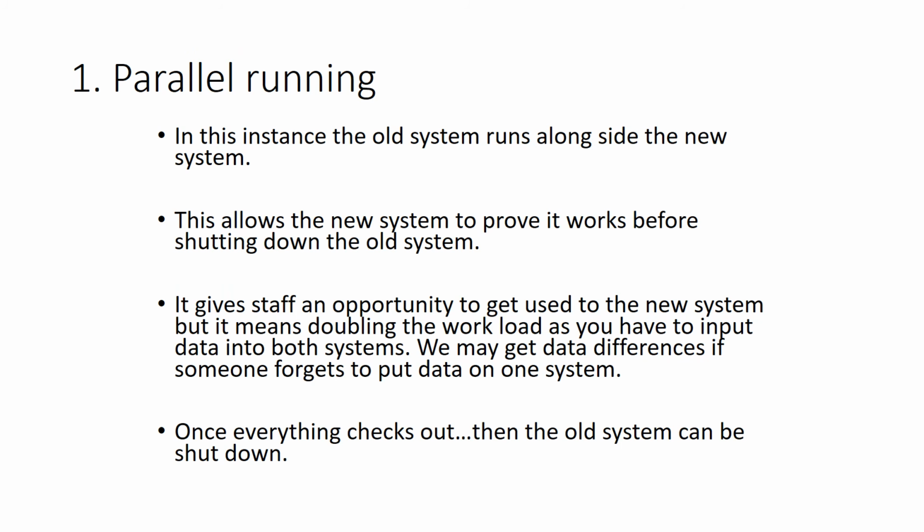The first one is parallel running. That means we have 2 systems running at the same time. We turn the new system on, but keep the old system on in the background. This allows us to prove that the new system is doing what we want it to do before shutting the old system. We know the old system is trusted and is working, and the new system should hopefully take over as long as it keeps working.